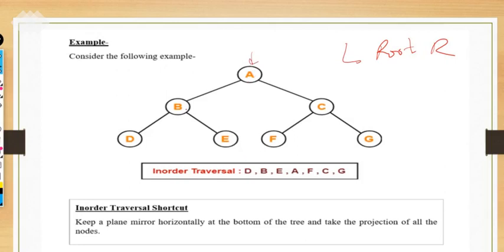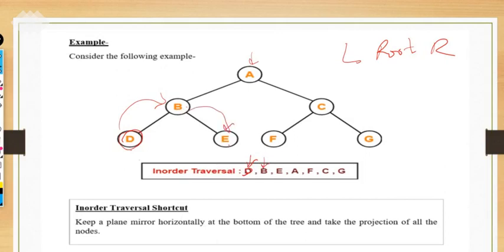So first go to the left, check: is there any left? Yes. Is there any left? Yes. Is there any left? No. Then you have to write the root. No left, then root. So start with D itself. Next, is there any right? No. Then move back. So again it will come over here. Is there any root? Yes. We have to write the root B here. Is there any right? Yes.